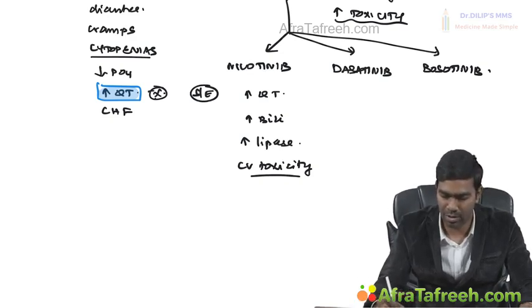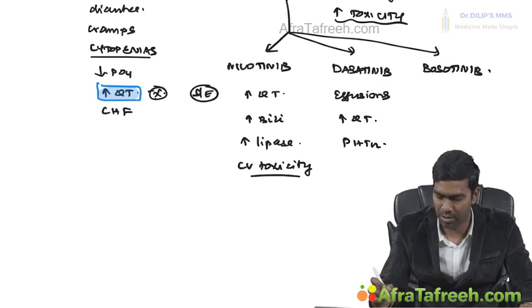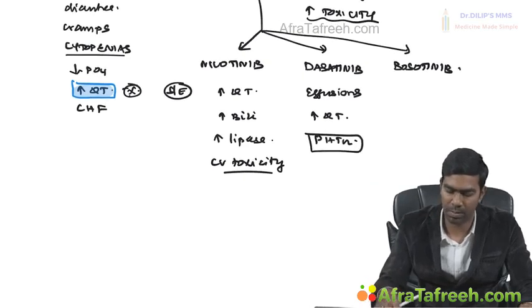And dasatinib can produce effusions, both pleural and pericardial effusions, and it can also raise the QT. At the same time, it can also cause pulmonary hypertension. Clear? It can also cause pulmonary hypertension.